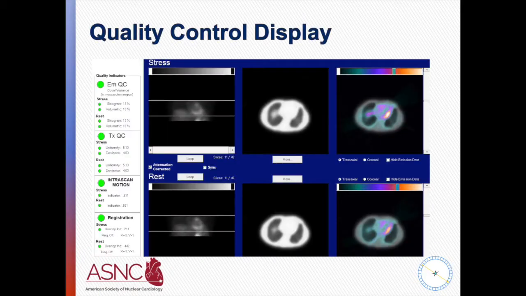So in this case, we started out with a standard rest and peak stress rubidium PET myocardial perfusion imaging study. As you can see on this slide, this is the quality control display, and you can see by the green dots on the left that all of our quality parameters were within normal limits, suggesting that this would be a good quality study in terms of registration, patient motion, and other quality indicators.